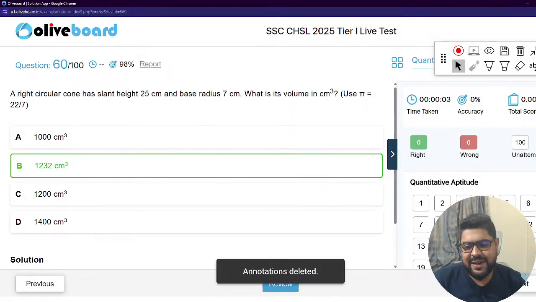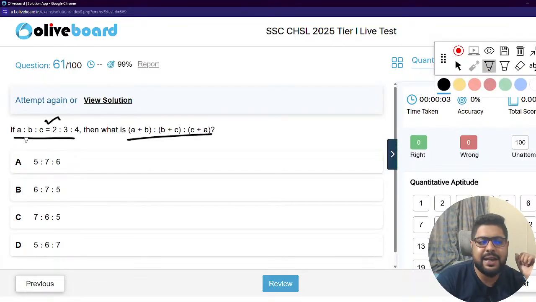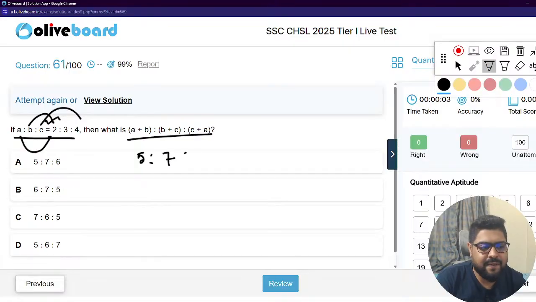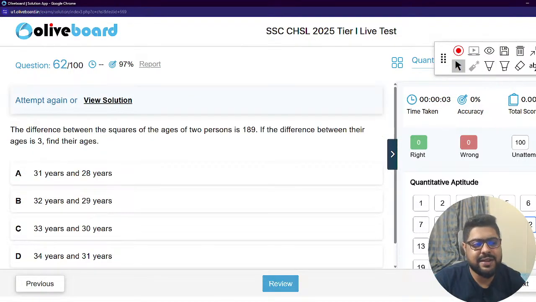Okay? Chalo, next one. Sir, whenever you see something like this, ratio given, ratio asking, take the values directly, sir. 2, 3, 4. Sir, A plus B, 2 plus 3, 5. B plus C, 3 plus 4, 7. And sir, 5 and 7 means only option A can be the answer. Khatam, sir. You do not even need to do anything.